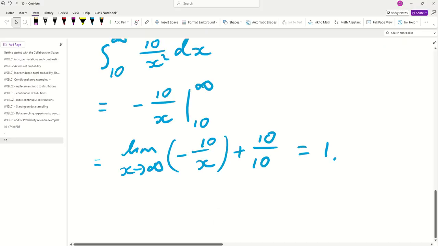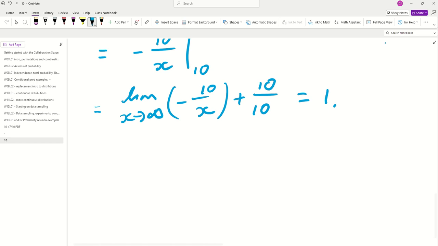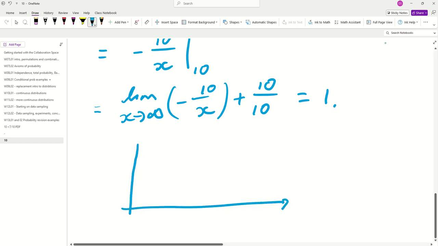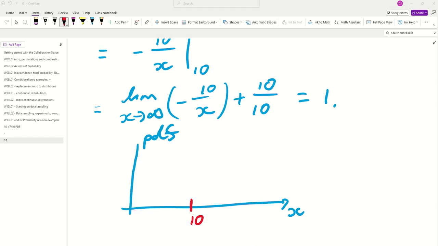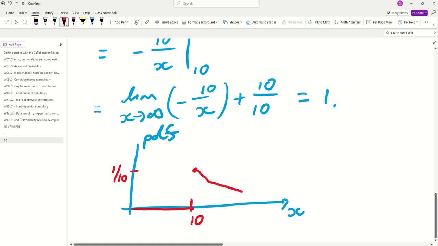What does this distribution look like? Let's draw the PDF as a function of x. At x equals 10, we suddenly jump from 0 up to 10 over 100. That's 1 over 10. And then we start decaying like a 1 on x squared decay. So our distribution, our PDF, looks like this.